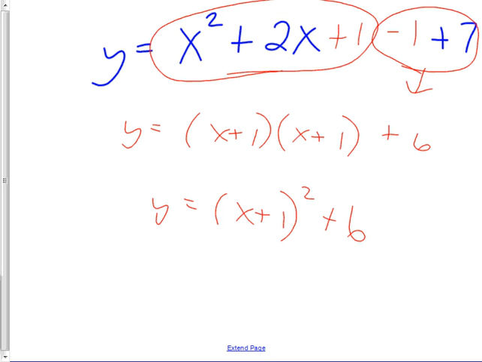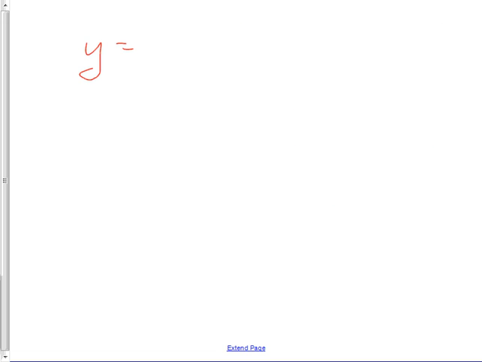Now let's see if you can do one all by yourself. What if I have y equals x squared plus 8x minus 9? That's not going to factor perfectly. So do what I just showed you. Make it a perfect square by completing the square.